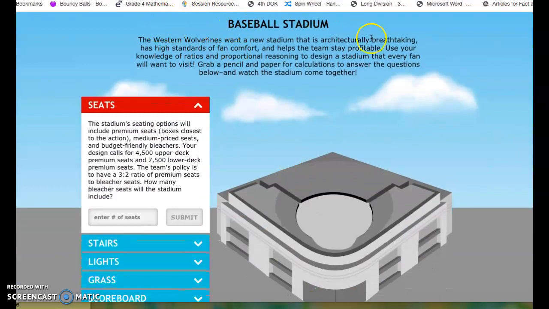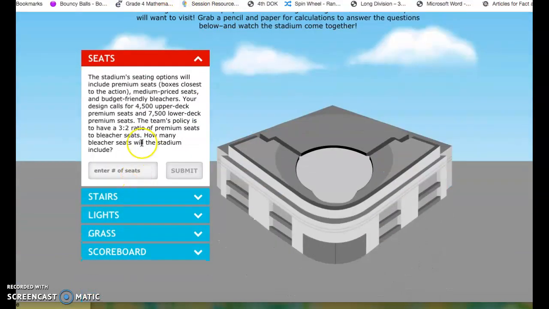It gives you a little background information, and you're going to have 1, 2, 3, 4, 5 problems to build this stadium. All of them deal with ratios like we just did. Some of them are going to be a little harder. Just make sure that you're looking at the ratios, reading carefully, and maybe even making a ratio table like we did before. If you have any questions, just give me an email and I'll get back to you.